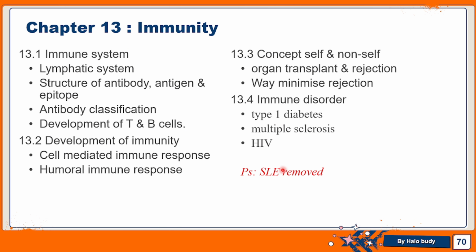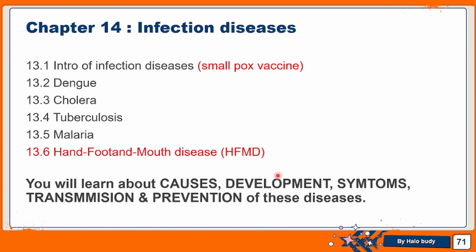And another one is SLE, which was in the old syllabus, but they already removed it. So in the old syllabus, SLE has already been removed. These two, type 1 diabetes and multiple sclerosis, are new. HIV is still maintained there, but type 1 diabetes and multiple sclerosis are new to you. Okay, finally we go to the last chapter.